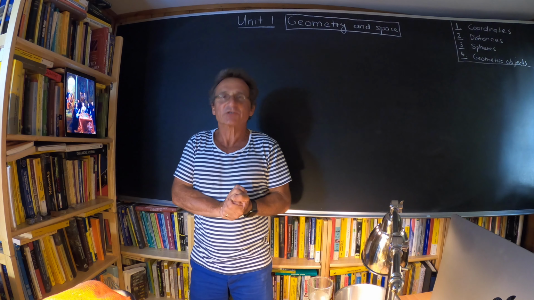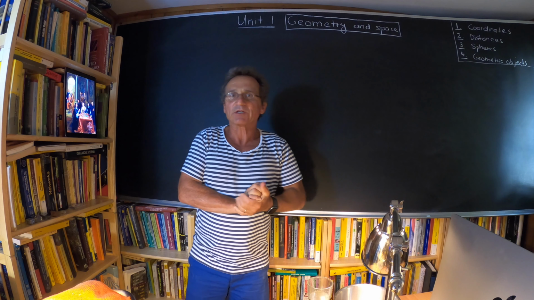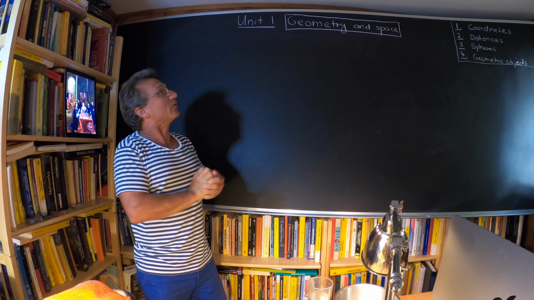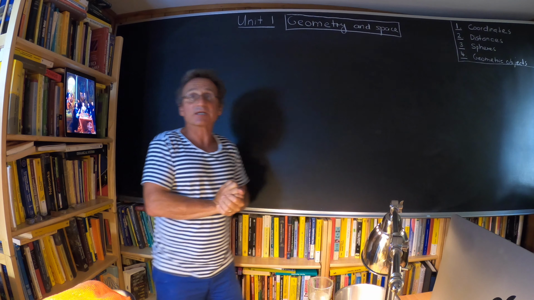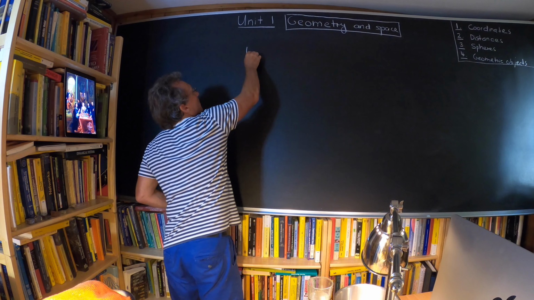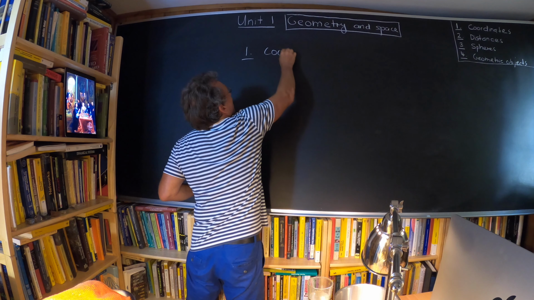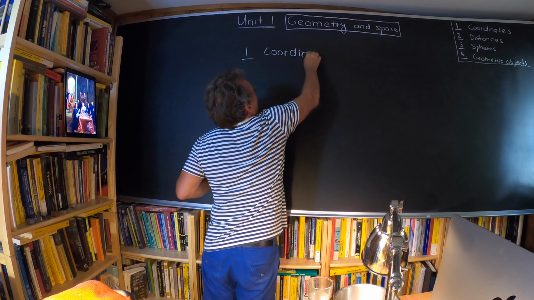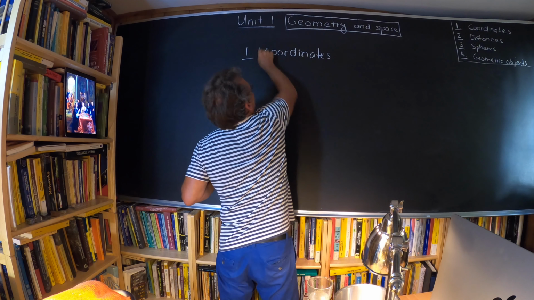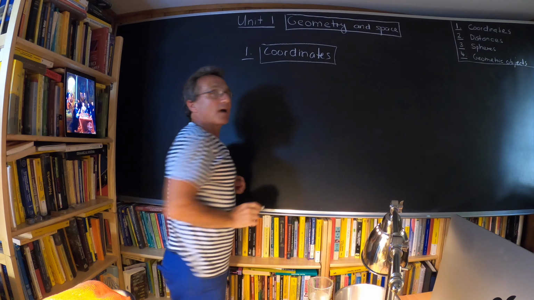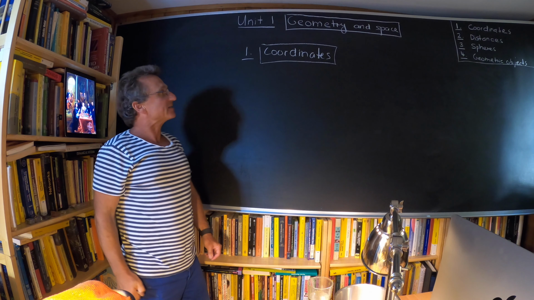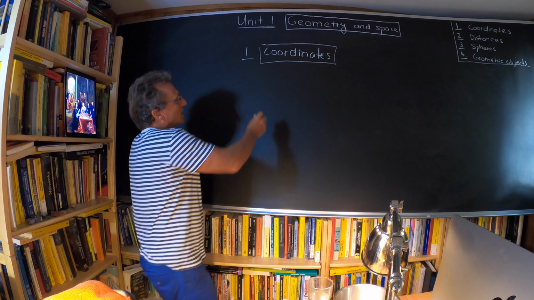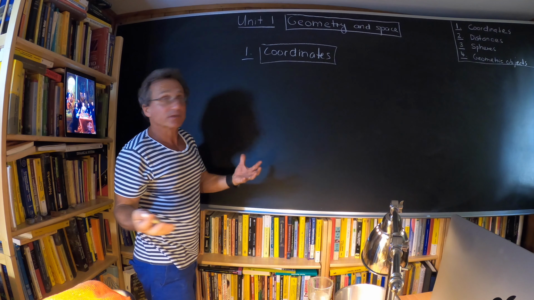Welcome to this first unit in multivariable calculus. We talk about geometry and space, and the first subject is coordinates. Coordinates were introduced by Descartes in 1637. So let's just organize it according to dimension.